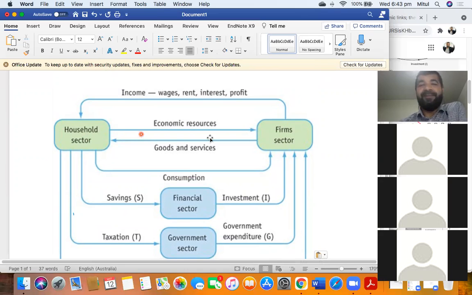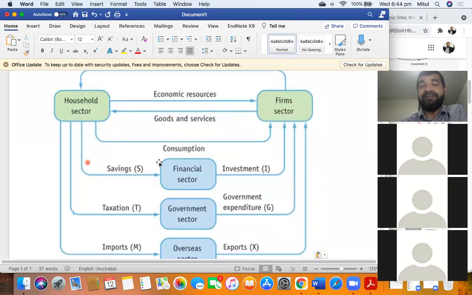So let's say the household has given their land, labor, and capital to the business. What the business did, in return, is give them some money. What are they giving? Wages, rent, interest, profit they're giving to the household. And the farm produces, using those resources, some goods, and they're asking the household to buy those goods. Yes, the household buys those goods, but don't think the household spends all the money. They save some money.